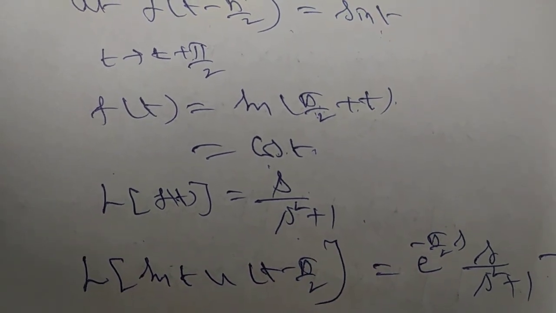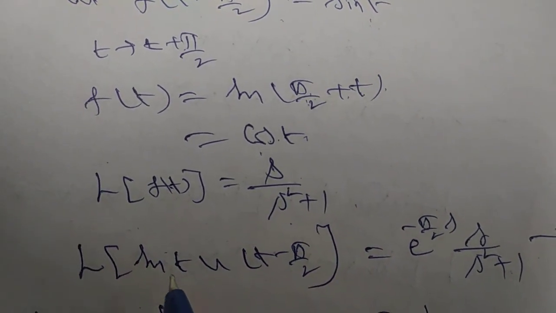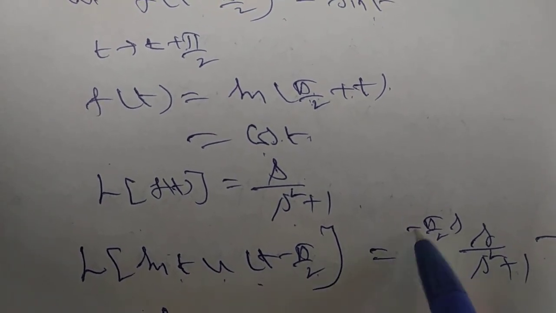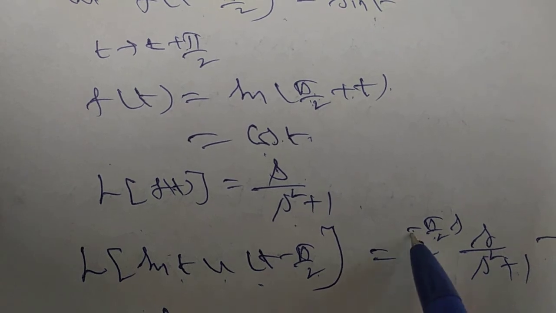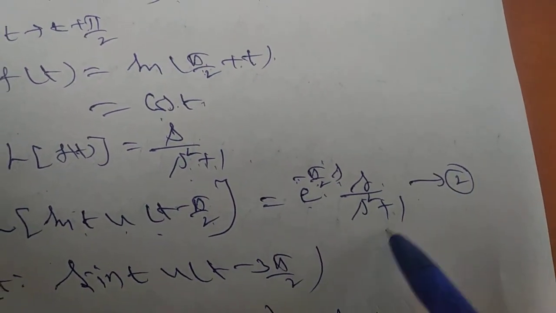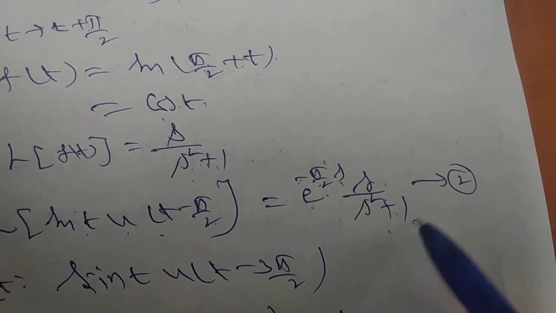So now the given problem, the Laplace transform of sin t into u of t minus pi by 2. The formula is e power of minus a s, with a equal to pi by 2, e power of minus pi by 2 s into f of s. What is f of s? s over s square plus 1. This is the answer for the first part.